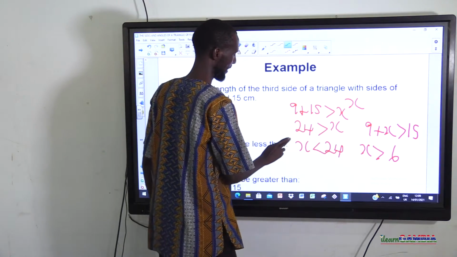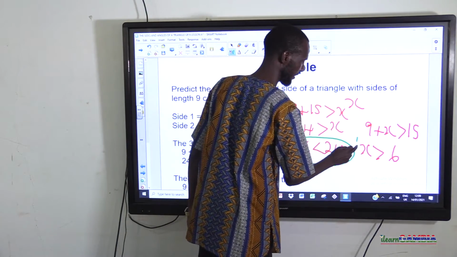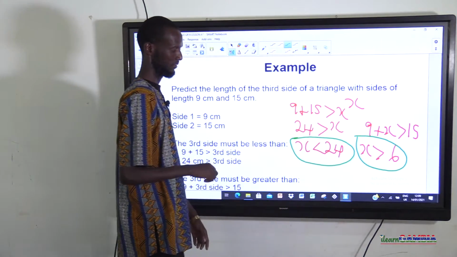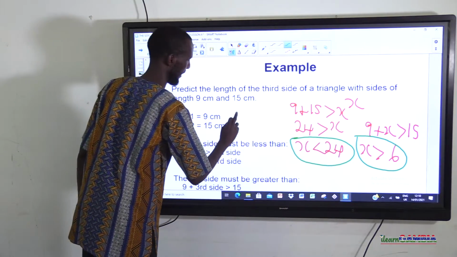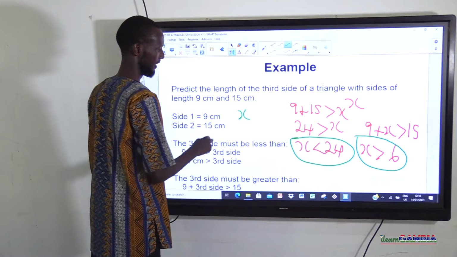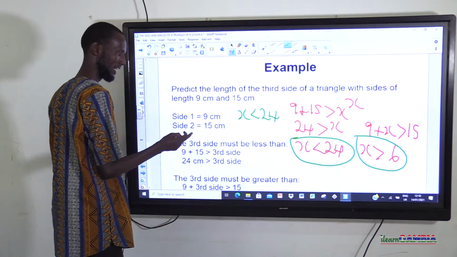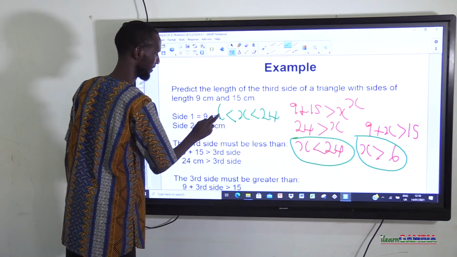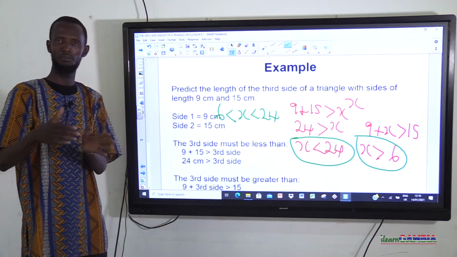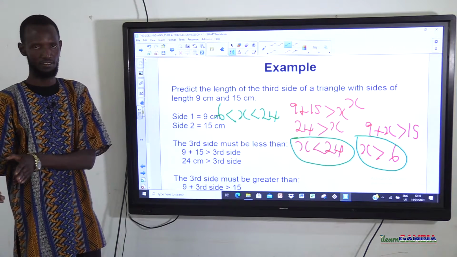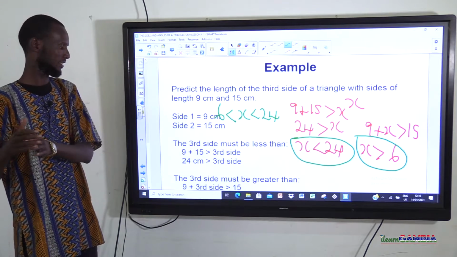So, what do we know? Our third side has to be less than 24. It also has to be greater than 6. You put those two together, and you get that x, the third side, is less than 24 but greater than 6. That gives you the range of the possible values for the third side.